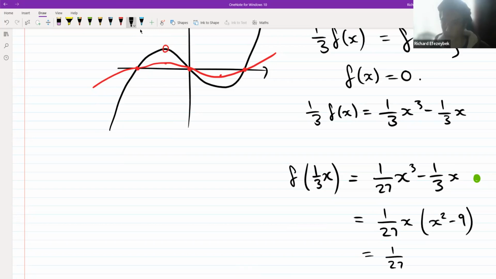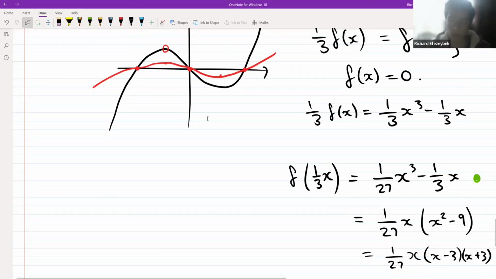So now the roots, instead of being at 0 or 1, are at 3 and minus 3, as expected, right? It's been stretched out by a scale factor of 3. And the origin has stayed where it is. So all of the points that are invariant under this are going to be all the points that are on the y-axis. Because we're just looking at functions, there's only going to be one such point. In this case, it is at the origin.